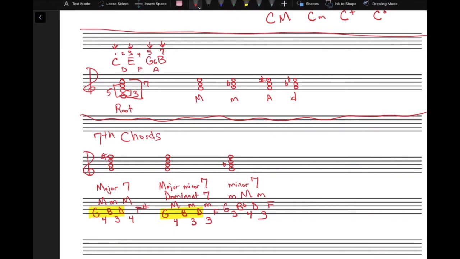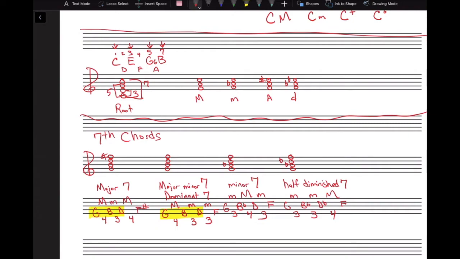The next one, G, B flat, D flat, F. That D is also flat. G, B flat, D flat, F. This is called a half diminished 7. Okay. It is a minor, minor, major pattern. So that G to B flat is 3 half steps. B flat to D flat, 3 half steps. D flat to F, major.